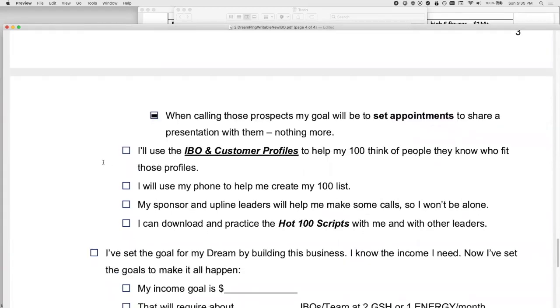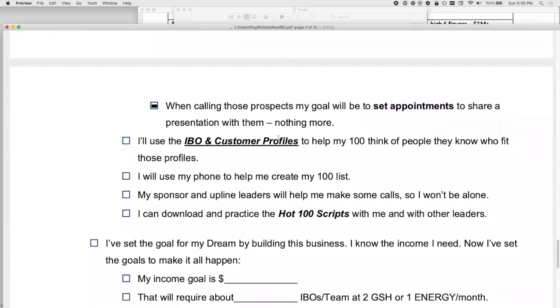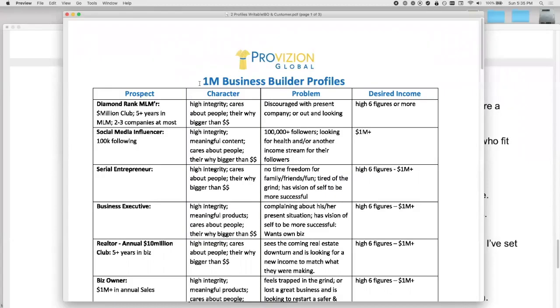You're going to use the IBO customer profiles to help your Hot 100 know who fits those profiles. They know people who will fit the profiles. Let's take a look at those profiles right now. Here they are. Say you want to build big, right? You're a legacy builder. Well, these are the kinds of people you're looking for. Maybe there were diamond rank network marketers.